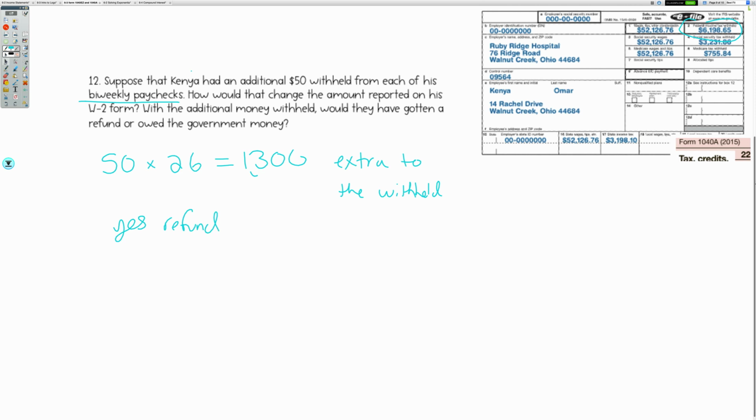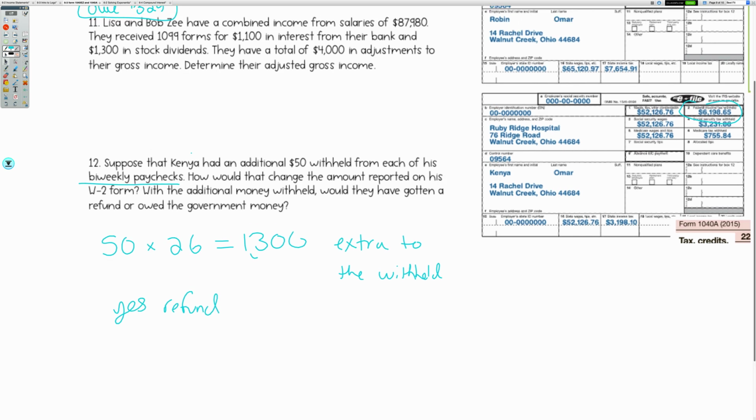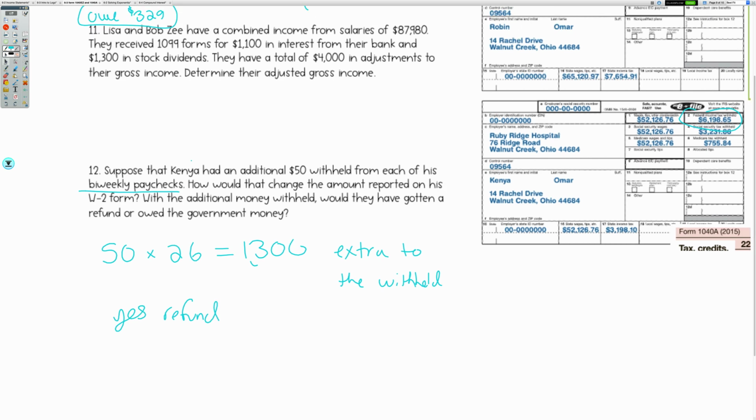All right, let's go back up to this one real quick. It was just a different person. Sorry. All right, Lisa and Bob Z have a combined income of $87,980. They received a 1099 form for $1,100 in interest from their bank and $1,300 in stock dividends. They have a total of $4,000 in adjustments to their gross income. Determine their adjusted gross income.